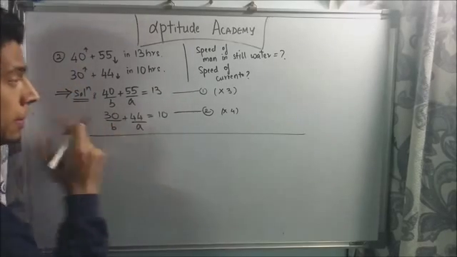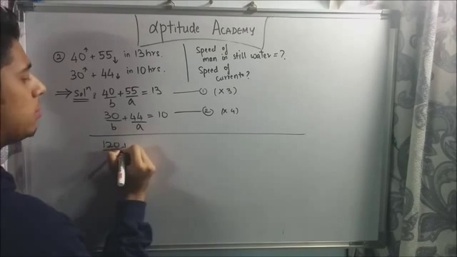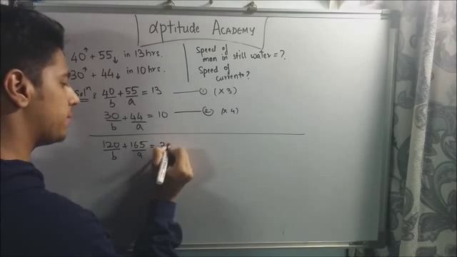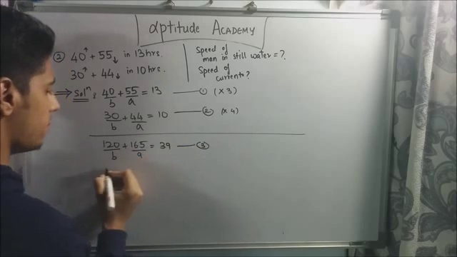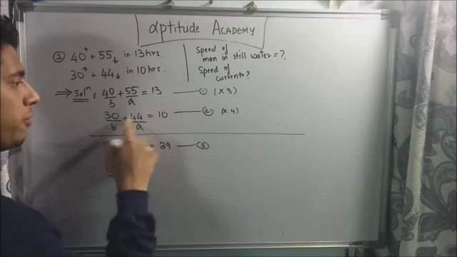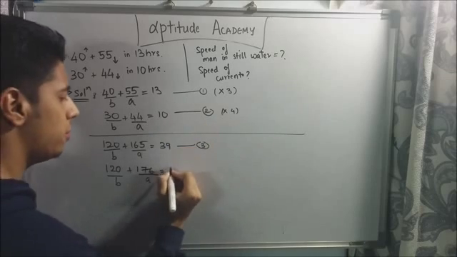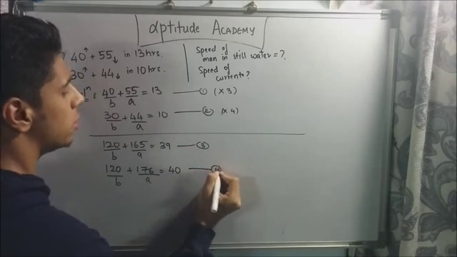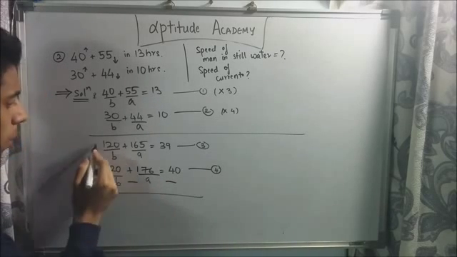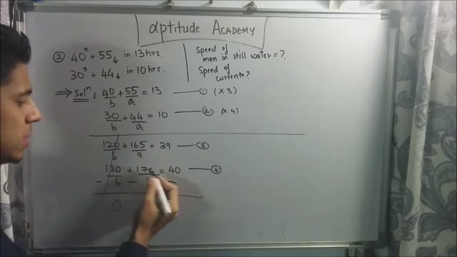So let's write the new equations now. So equation 1 into 3 will give you 40 into 3 is 120, 120 by B, plus 55 into 3 is 165 by A is equal to 13 into 3, 39. This is equation 3. And now this one will be 120 by B plus 44 into 4, that is 176 by A is equal to 10 into 4, 40. This is equation 4. Now simply subtract both of these. So minus, minus, minus. 120 by B minus 120 by B cancels out. So you get a 0. Plus 165 minus 176.